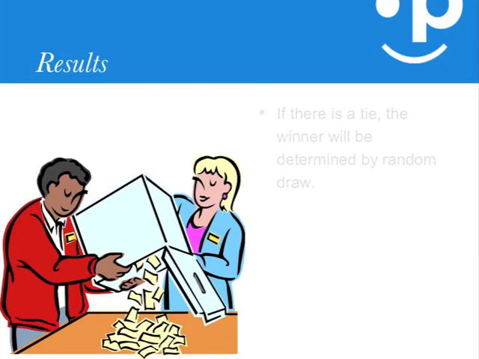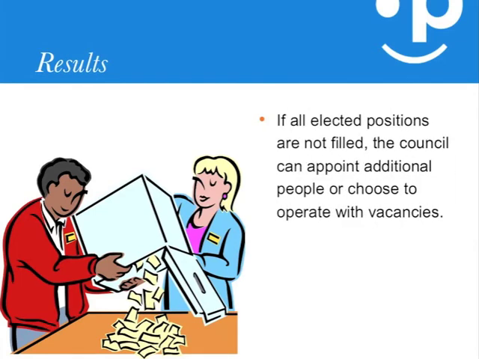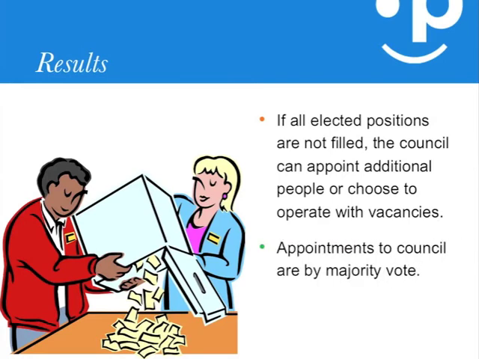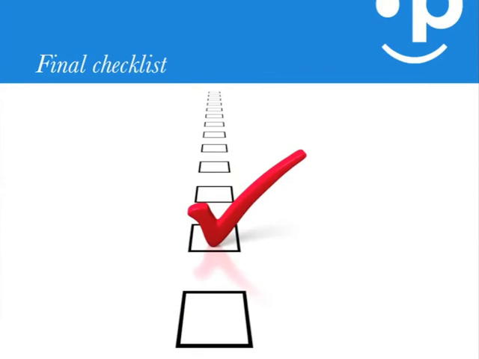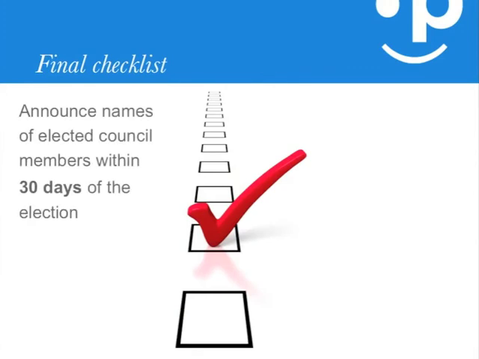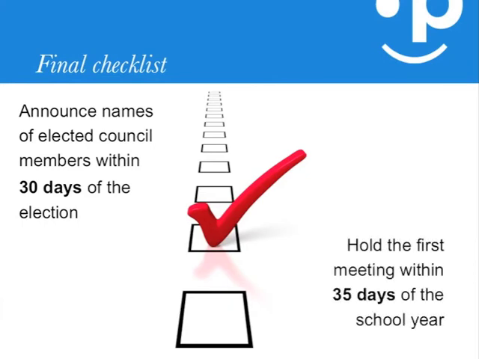If there are vacant parent positions on council, council can still continue to operate, but attempts should be made to fill these positions. They can be filled throughout the year by appointing interested parents. These appointments to council are always made by majority vote. The school should announce who is elected within 30 days of the election. This can be done in the newsletter and on the school website. The first meeting should take place within the first 35 calendar days of the school year. This date should already be set prior to the election and often will be held before positions are announced.